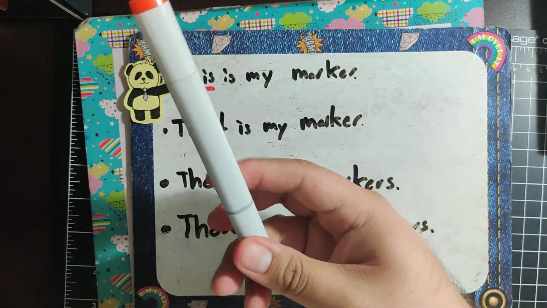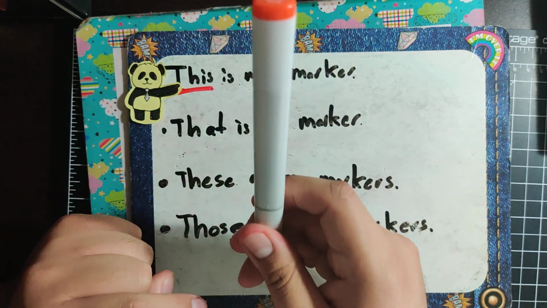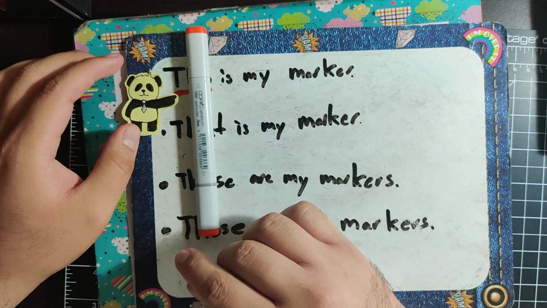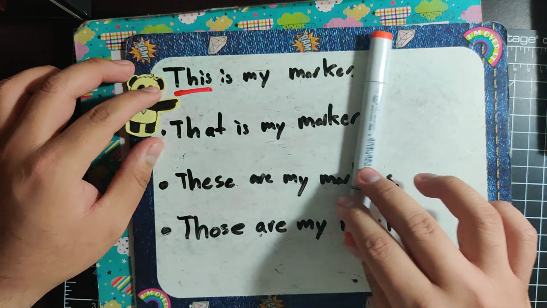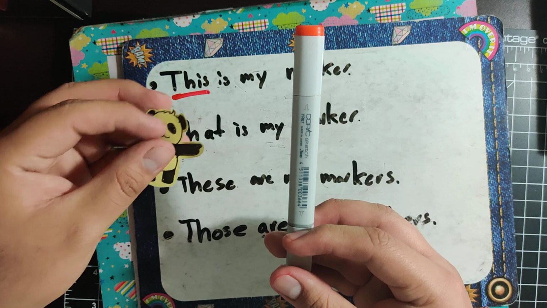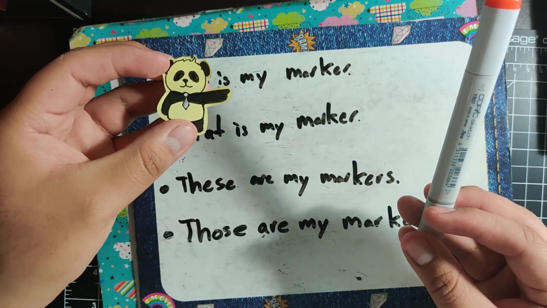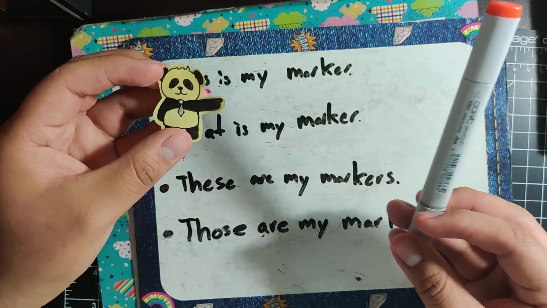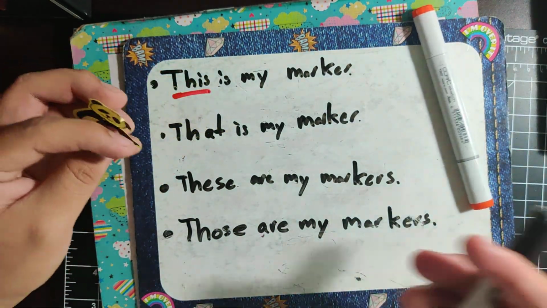See, notice here. This right here is my marker. Okay? So as you guys can see, this is my marker. But what's the difference now with the next one? Well, that is my marker. You see? This is my marker. That is my marker. This, that. This, that. Okay?